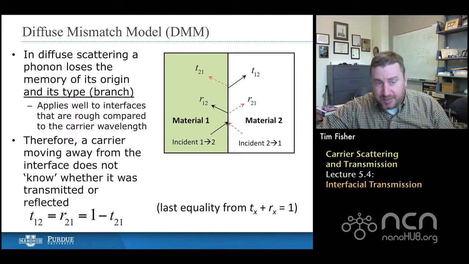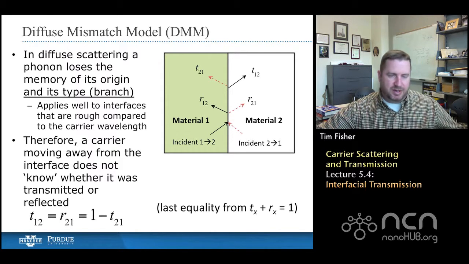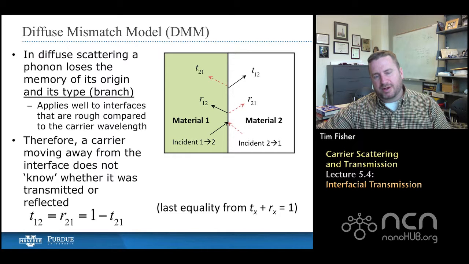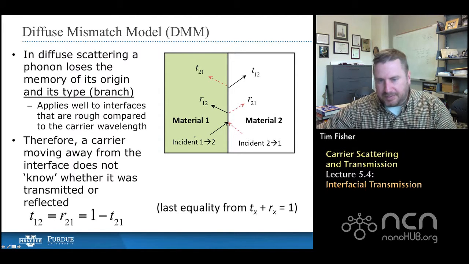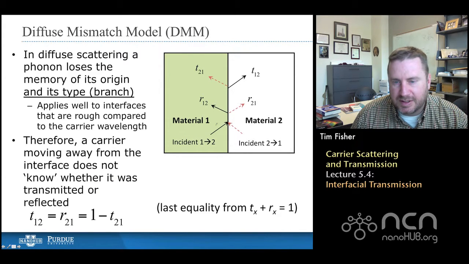This diffuse mismatch model is especially appropriate for interfaces that are very rough compared to the carrier wavelength. Again, it gets back a little bit to the problem that we talked about earlier with boundary scattering if we have a rough surface. So if you imagine a carrier starting in material 1, the carrier comes into the interface and has some probability that it will transmit to the other side.